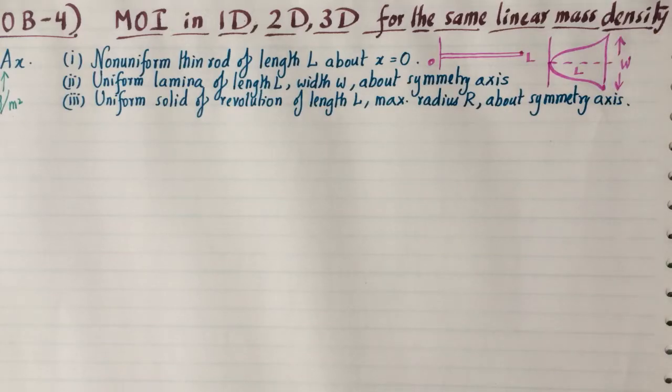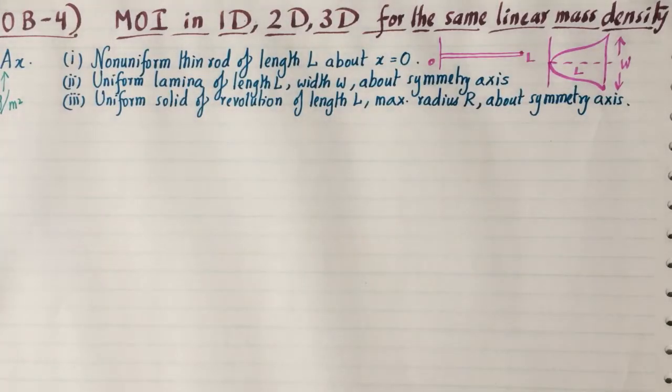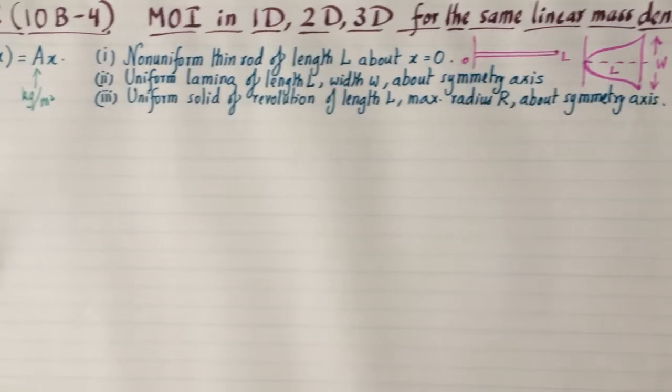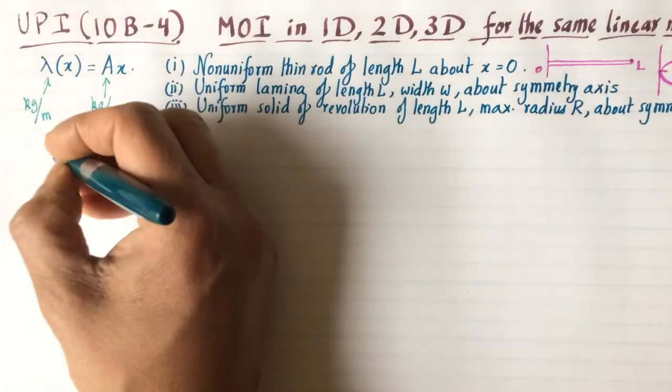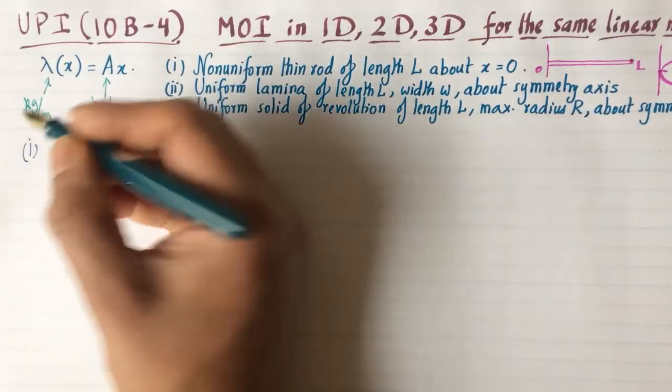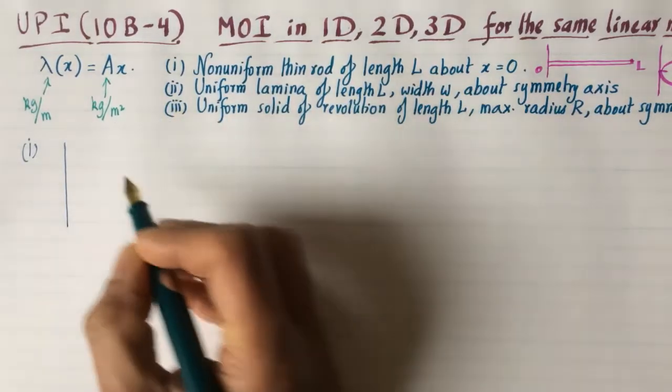The problem here is to find the moment of inertia under all these three circumstances. So let's solve this problem one by one. It's a really fun problem because it exposes the basic setup for the moment of inertia in all three situations. The easiest and the most boring, in a sense, is the moment of inertia for a one-dimensional, non-uniform rod. Let's do this.